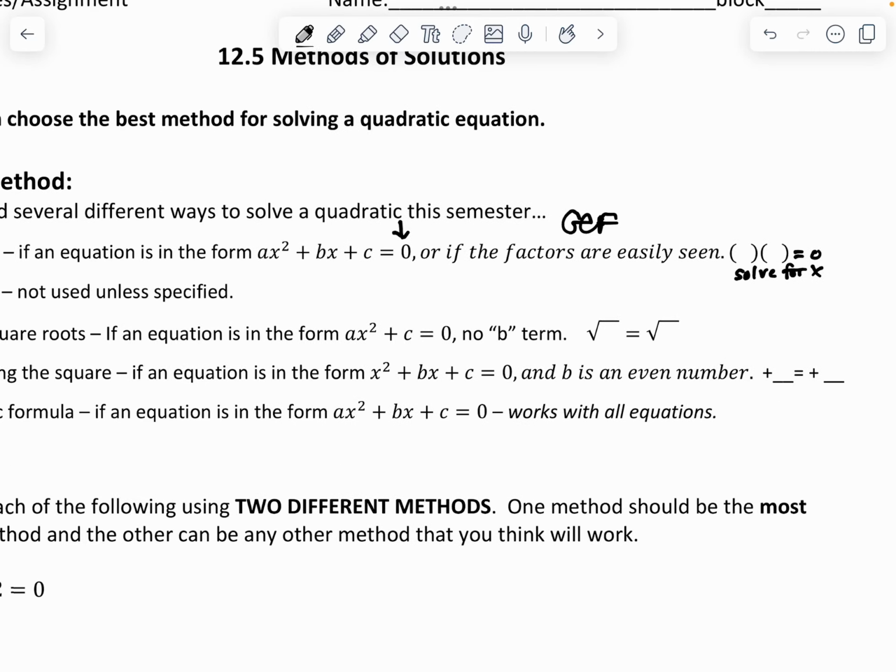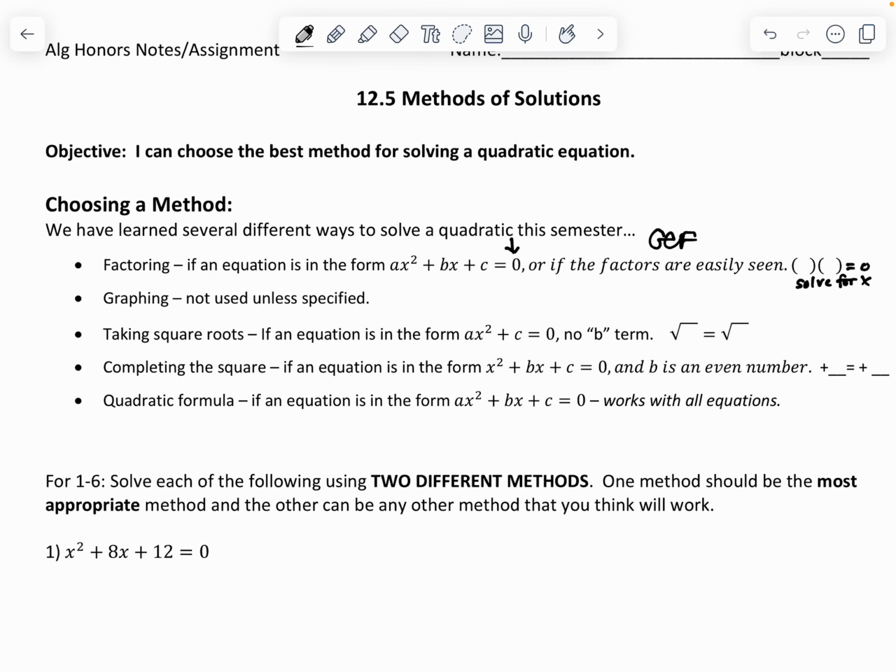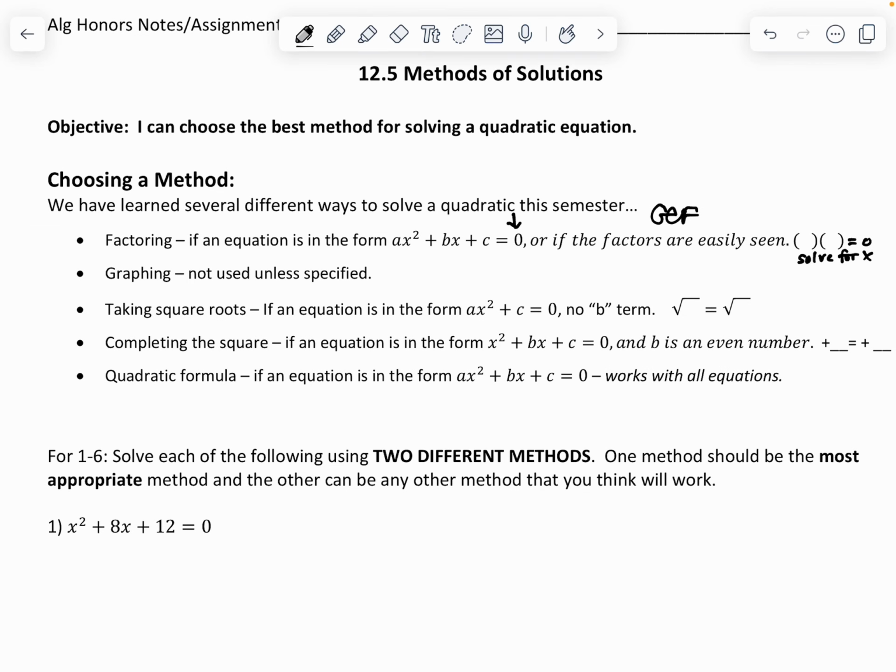Most of the easy ones, the ones that are in like x squared or have a GCF, a lot of those can be factored. So make sure that you check for those first because that's the easiest method to use. For graphing, we're not going to use graphing unless specified. The third one, taking square roots.